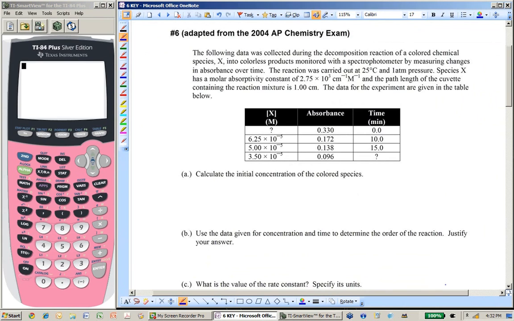But we already know we're in trouble when we see question marks in a data table, right? So we have 3 sets of data if we use absorbance and time, but we only have 2 sets of data if we use molarity and time. That would automatically give us a perfect straight line, so that's not a good plan. We need to go with more data points.